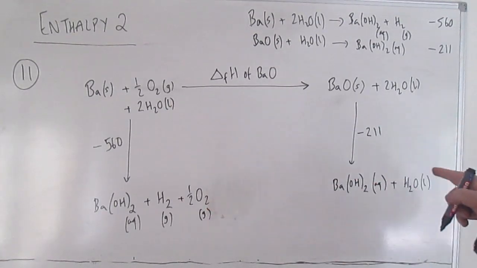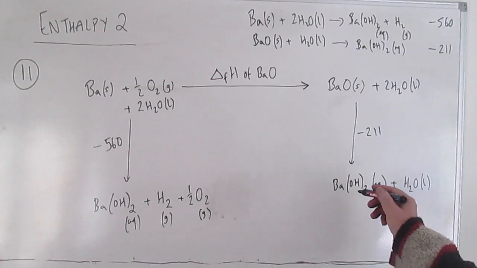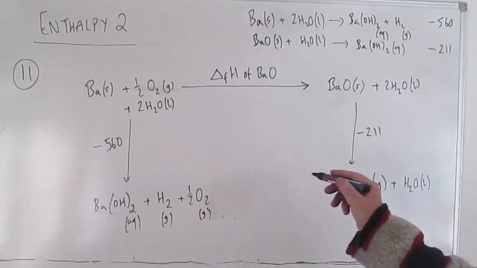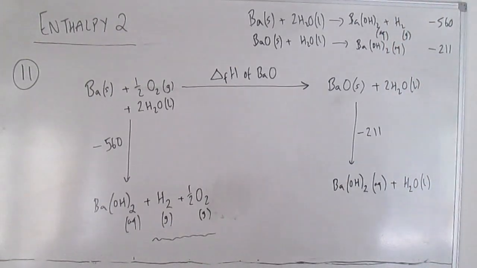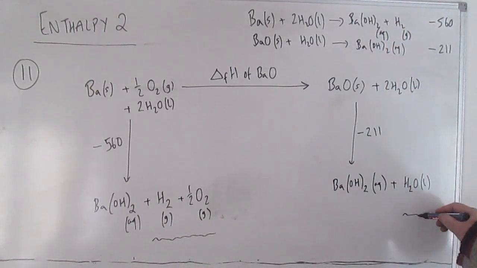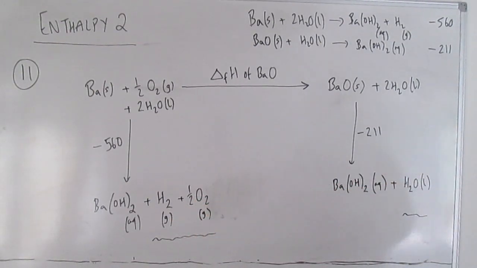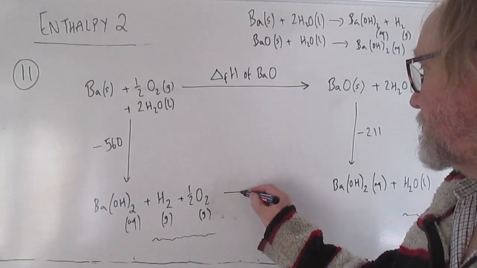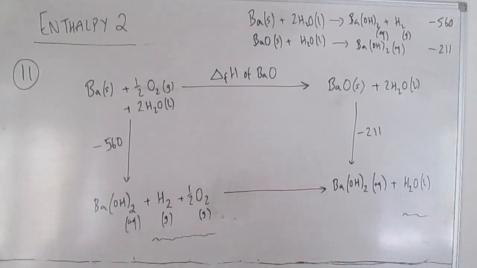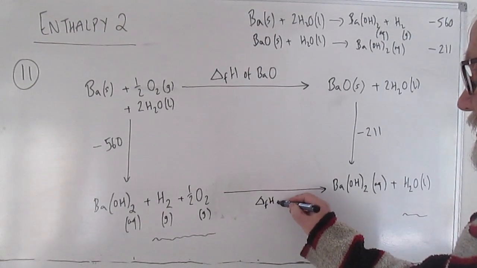Now if we look at what the connection is between these two things at the bottom, you can see that you've got barium hydroxide aqueous in both cases, so that's not changing, and what's changing is that you've got H2 plus a half O2 there, and you've got water here. So of course H2 plus a half O2 going to water is formation of water from its elements, so that change is just delta H of formation of water.